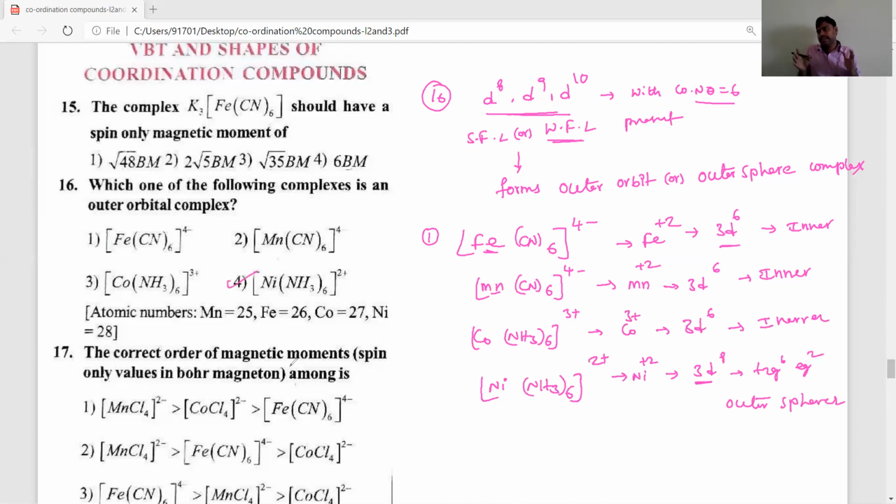Here the very important note is that d8, d9 and d10 electronic configurations with coordination number 6, having either strong field ligands or weak field ligands, always form outer orbital complexes only. Whereas if strong field ligands are present with d7, d6, d5, d3 like electronic configurations, they always form inner sphere complexes only. Okay, students, let's see the 17th question.